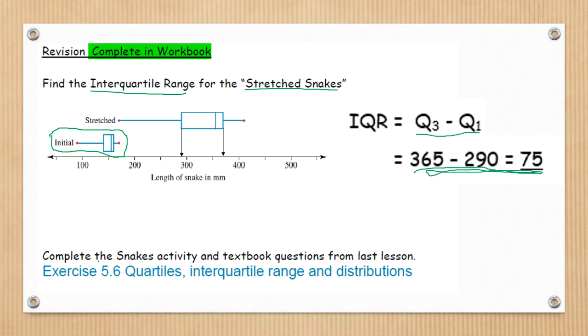So now I actually want you to do the snakes activity. So I've actually got some snakes that you can stretch and break and dispose of. You can also finish the textbook questions too.